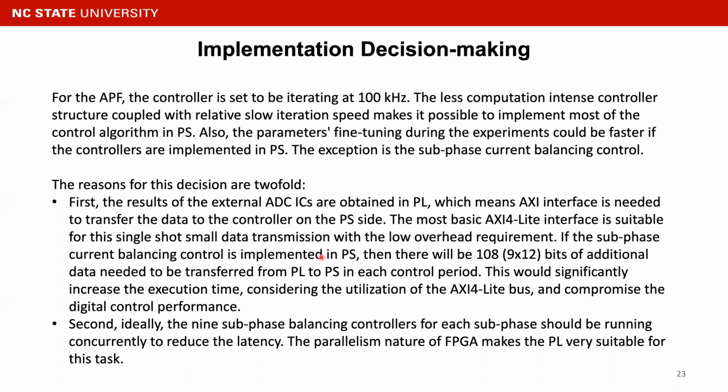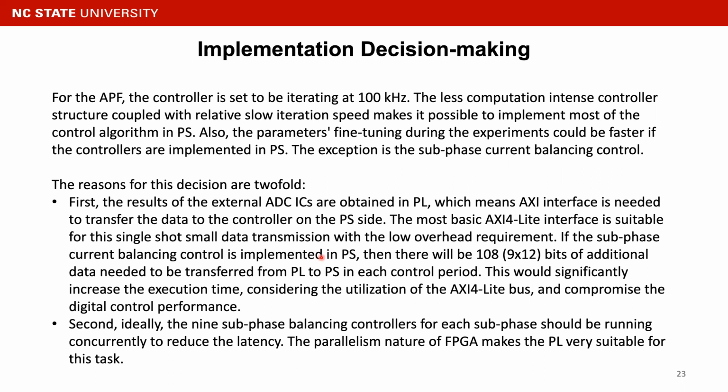As we mentioned before, the very first decision is whether to implement an algorithm in PL or PS. For the active power filter, the controller is set to iterate at 100 kilohertz. The less computation-intensive controller structure coupled with this relatively slow iteration speed makes it possible to implement most of the control algorithm in PS. Also, the parameter fine-tuning during the experiment could be faster if the controller is implemented in the PS. The exception is the subphase current balancing control algorithm.